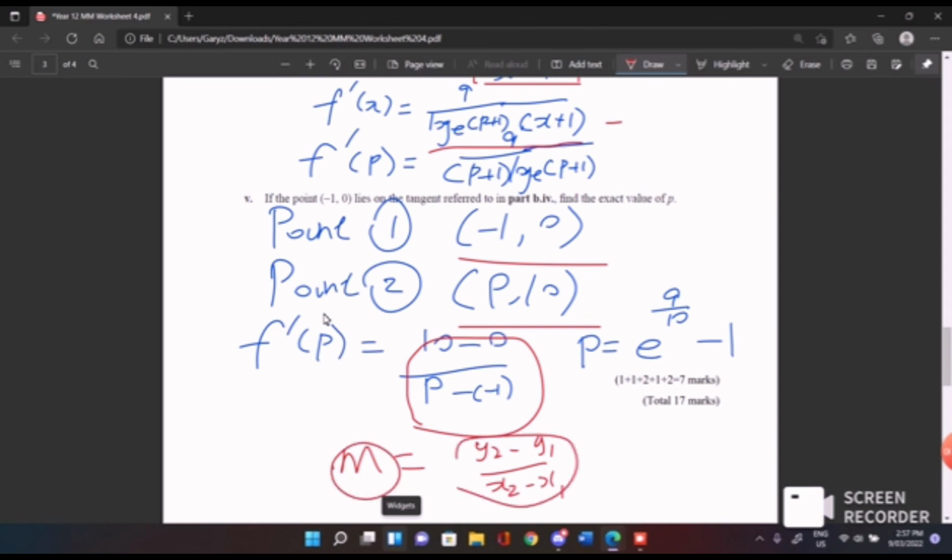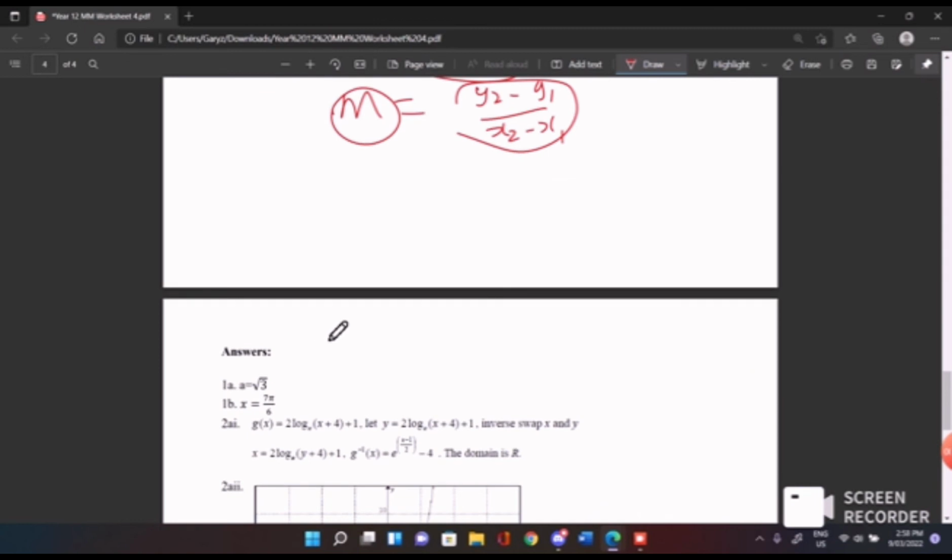And notice in the question before, we also worked out the gradient is also equal to this. And then all we have to do is solve f dash of p, which is this equation up here, is equal to this here, and then we'll get p is equal to e to the power of 9 on 10, minus 1. All right, and yep, that's everything.